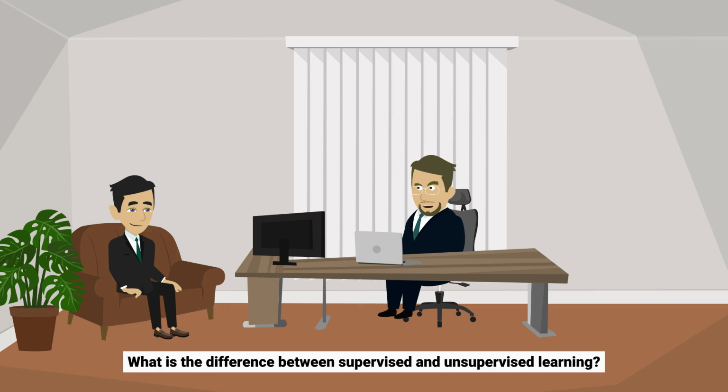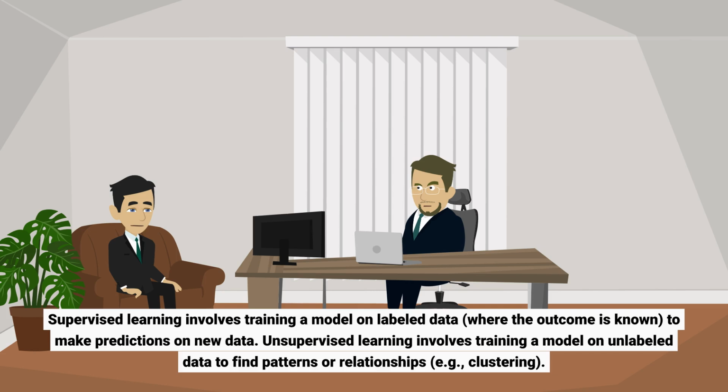What is the difference between supervised and unsupervised learning? Supervised learning involves training a model on labeled data, where the outcome is known, to make predictions on new data. Unsupervised learning involves training a model on unlabeled data to find patterns or relationships, e.g., clustering.